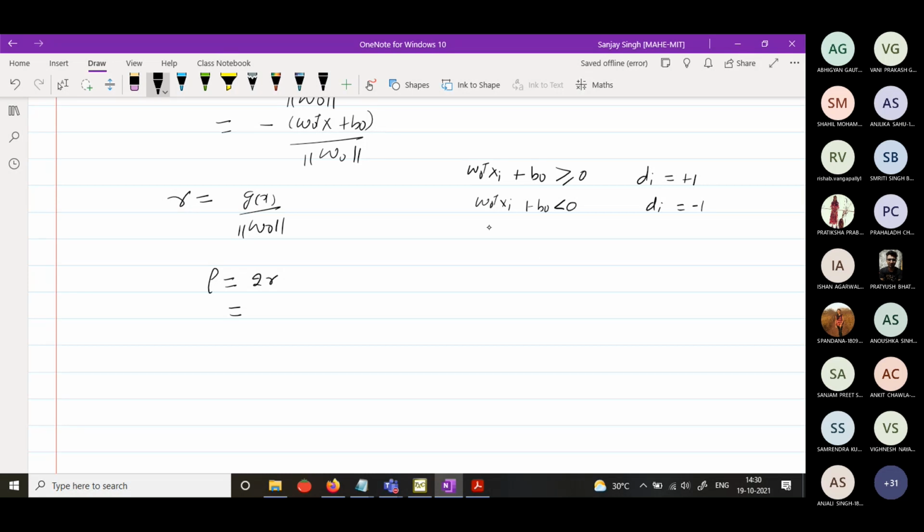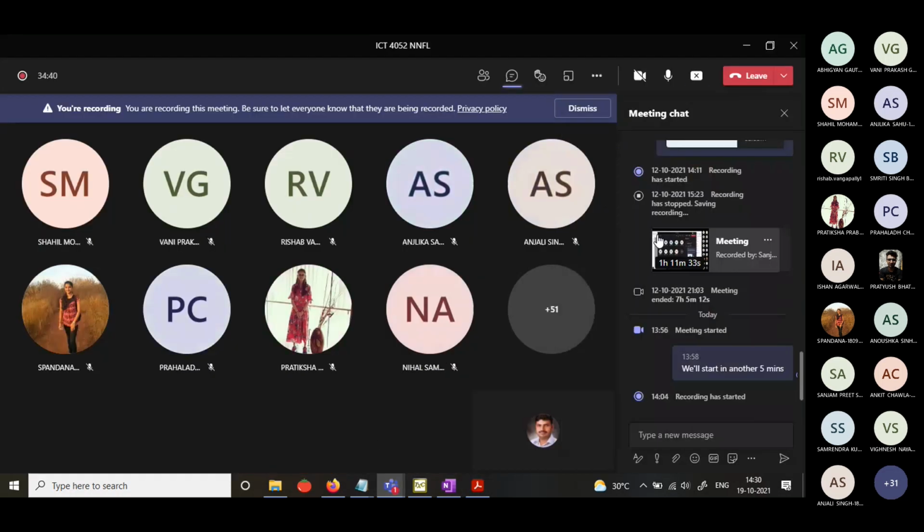So it could be either 1 or minus 1. Either way, if it is plus 1, no problem, it is 1 over W0. When it is minus 1, the minus is coming, so minus times minus gives plus. So r remains g(x) by W, so basically rho comes out to be 2 over W0, right?